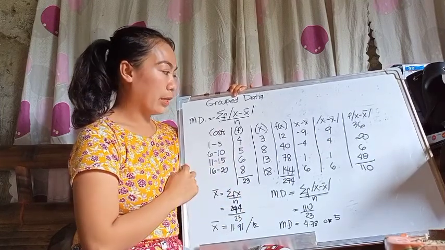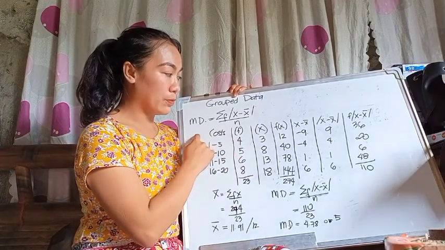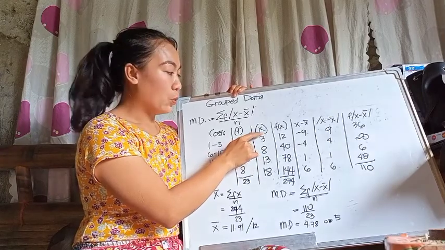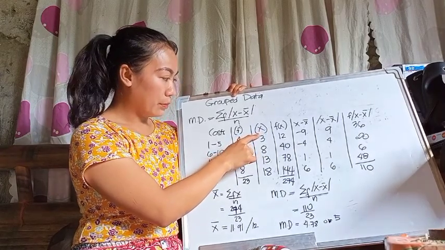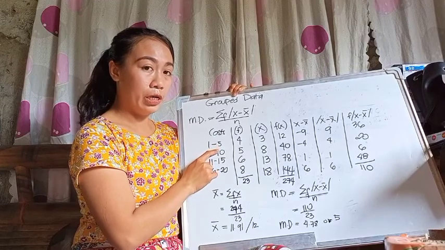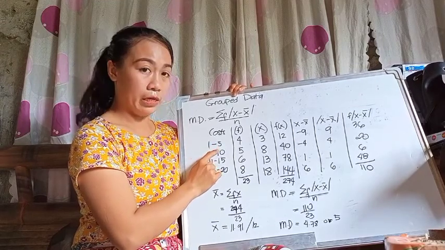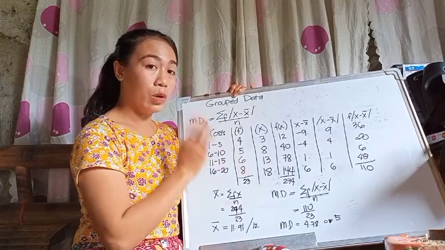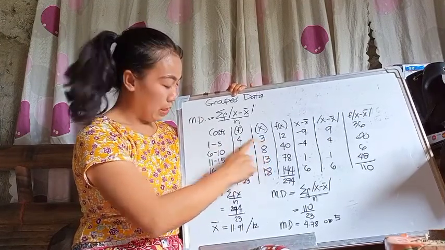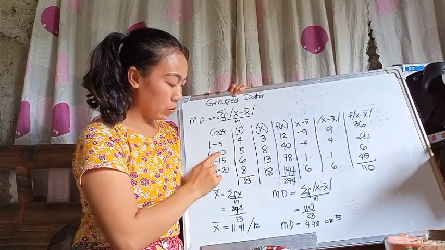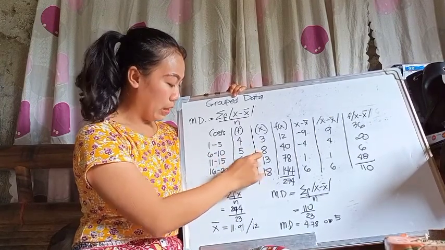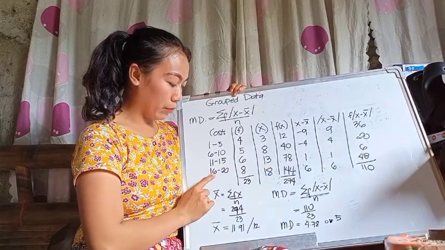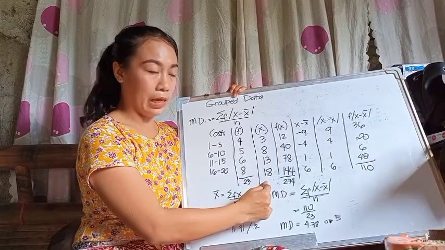So, here in the grouped data, as the first step, we must find our variable x, which is the midpoint of our classes over here. So, the midpoint of 1 to 5, or the middle of it, is 3. And the midpoint of 6 to 10 is 8. The midpoint of 11 to 15 is 13. And the midpoint of our 16 to 20 is 18.